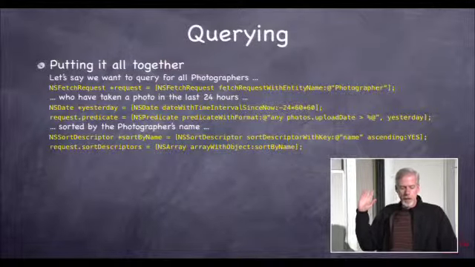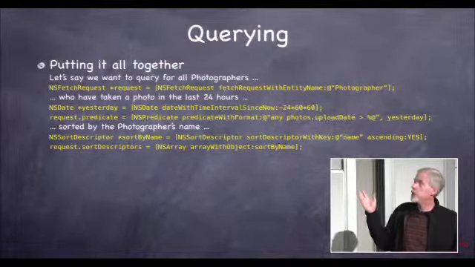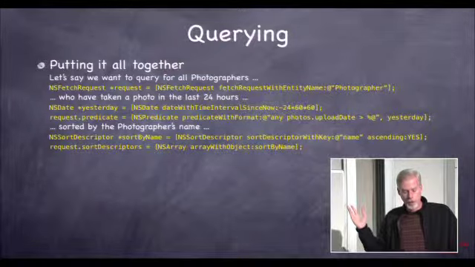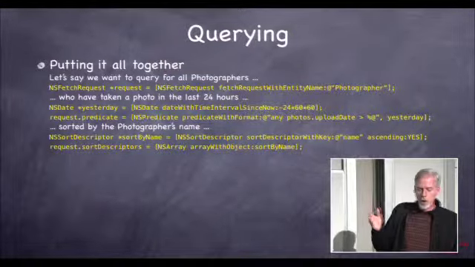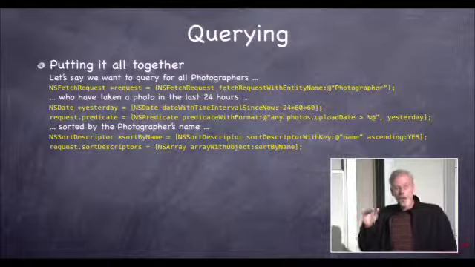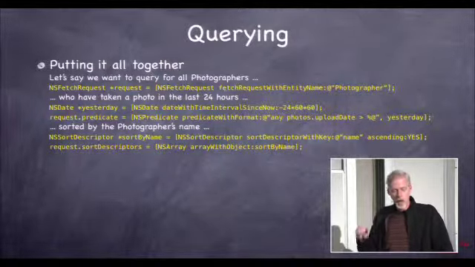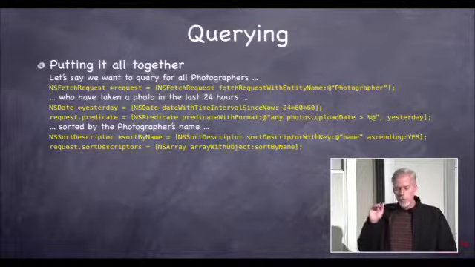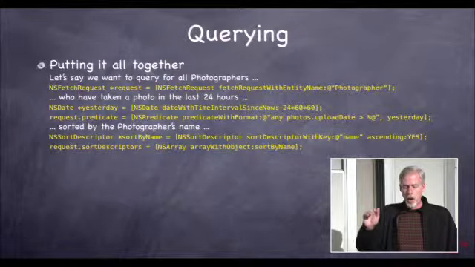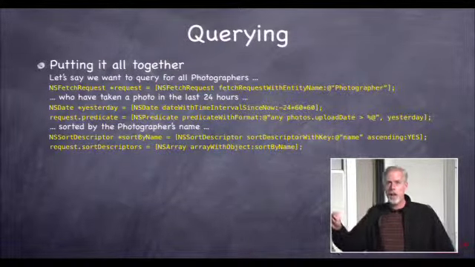If I wanted to create a query for all photographers, so the request is going to be into the photographer table, who have taken a photo in the last 24 hours. So I'm going to get what yesterday is. That's the date time interval since now, minus 24 hours. And the predicate's going to be any photos that have an upload date that's greater than yesterday.